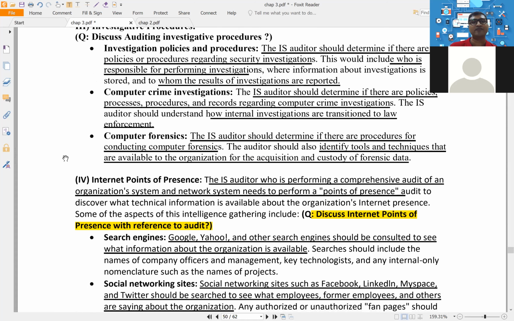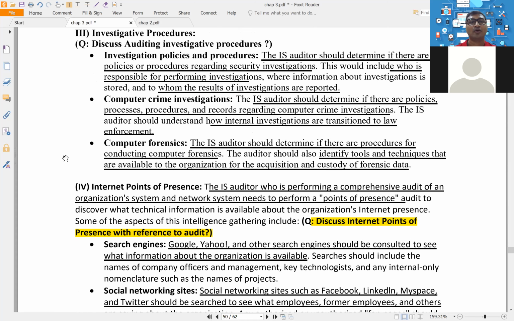Then finally, investigative procedures. Now here, obviously the most important part: if some security breach happens in the company, then how the company is handling those security breaches, what investigation was going on, documentation, who was leading that investigation, all those aspects will come here.